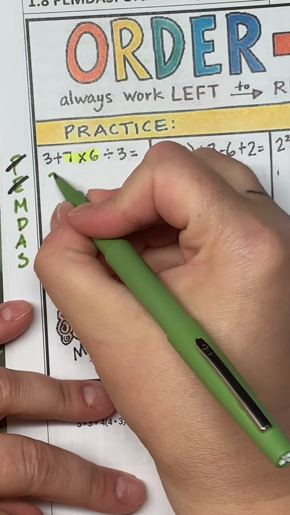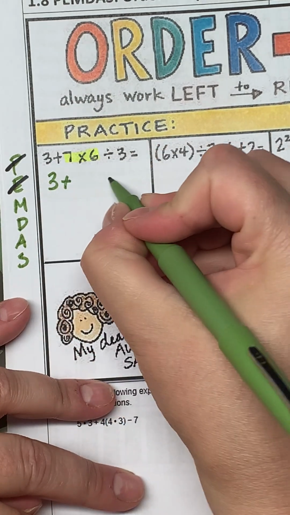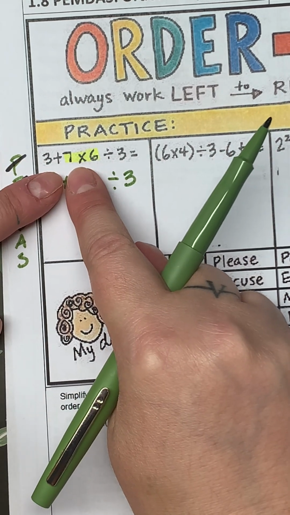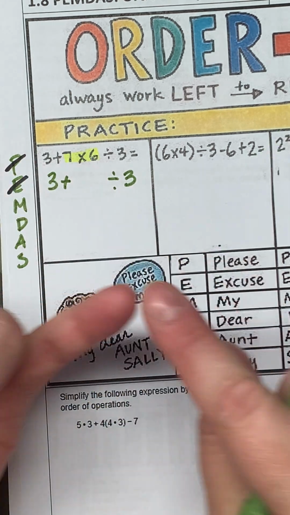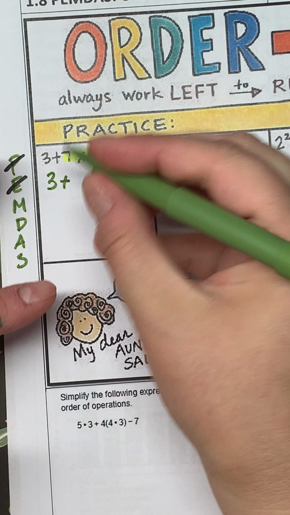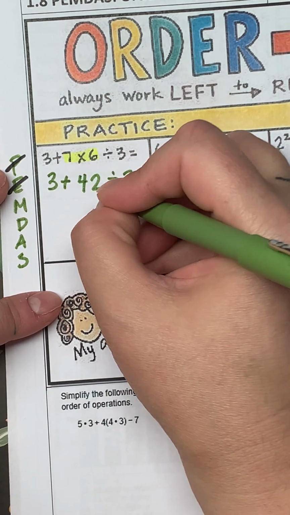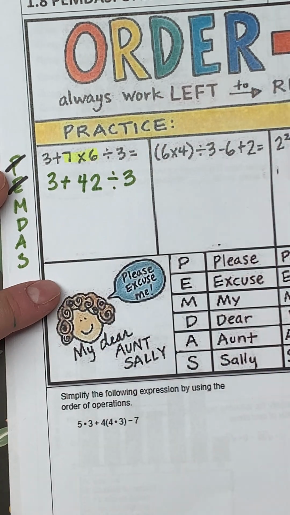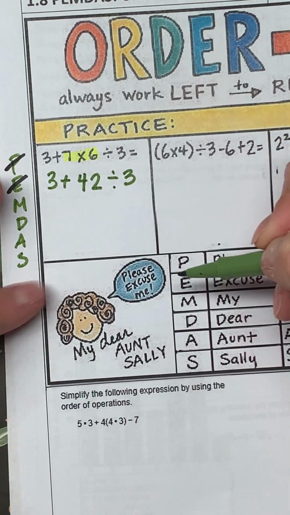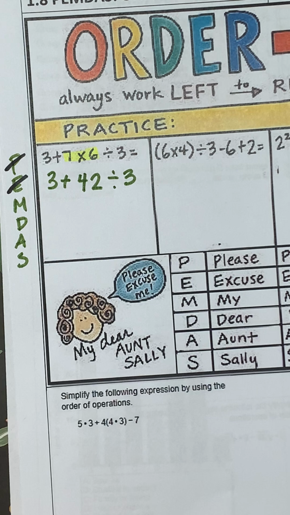You're going to bring down the 3 and the plus and the divide and the 3. But we're going to do whatever that 7 times 6 is. So 7 times 6, 7, 14, 21, 28, 35, 42. 42. And remember, on your first test, you cannot use a calculator. You have to do all this in your head or by hand. Okay, so we took care of the multiply.